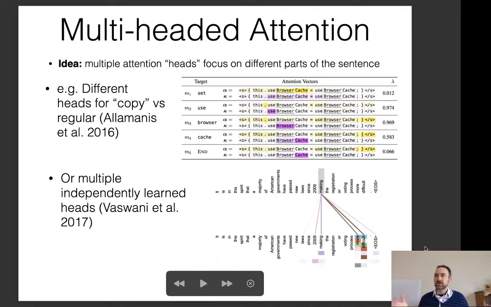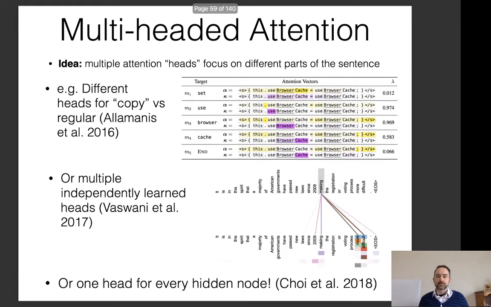And all of this is learned completely automatically. You just initialize them randomly and hope that they learn different things. You could even take this to the extreme and have one head for every hidden node, but this is a bit computationally expensive and not used very much in practice.